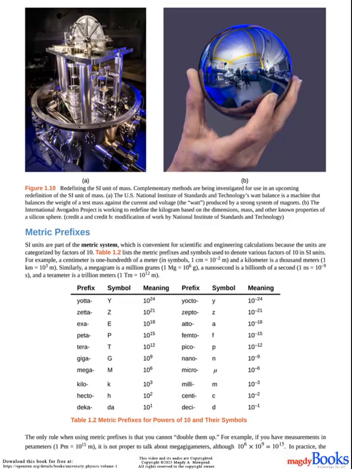Prefix. Symbol. Meaning. Yotta. Y. 10^24. Zetta. Z. 10^21. Exa. E. 10^18. Peta. P. 10^15. Tera. T. 10^12. Giga. G. 10^9. Mega. M. 10^6.